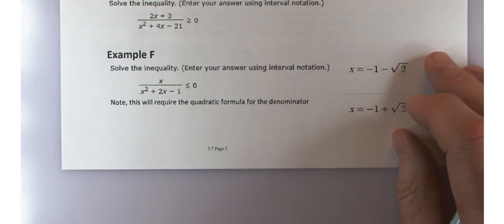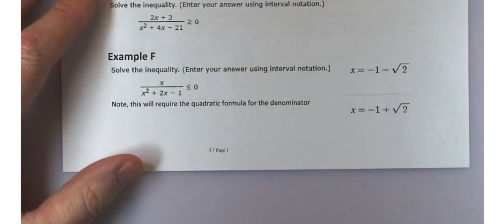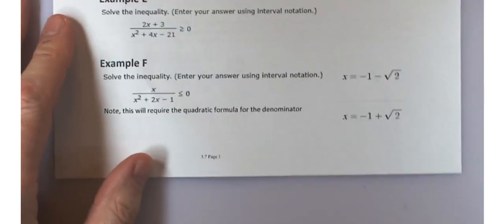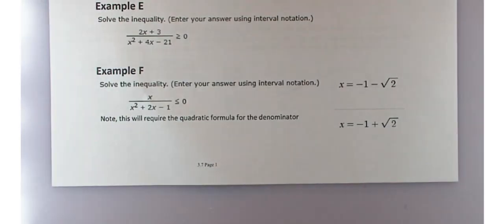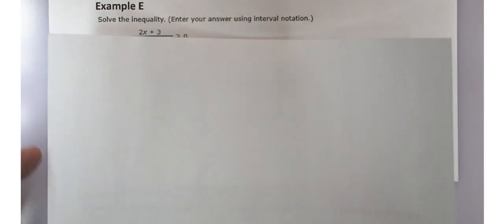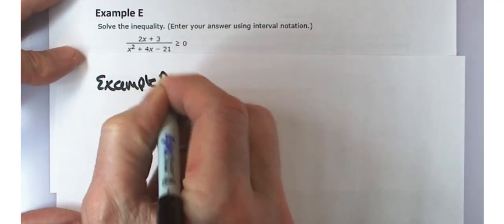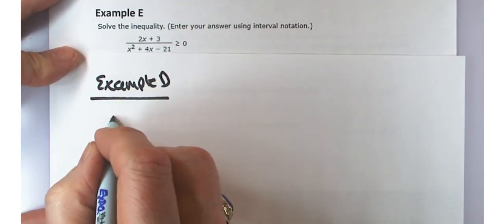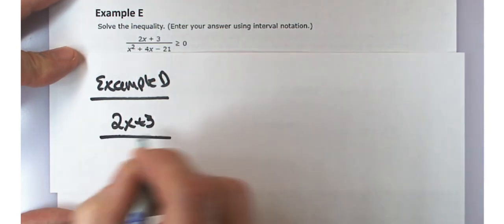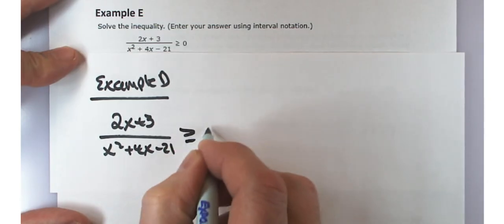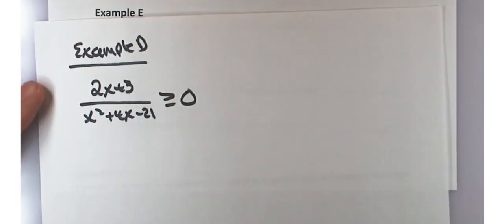Okay. Now things get a little bit messier when you're dealing with an inequality. There's one or two extra steps to kind of keep in mind. So let's take a look at example D. Two x plus 3 over x squared plus 4x minus 21. And I want to know where that's greater than or equal to 0.